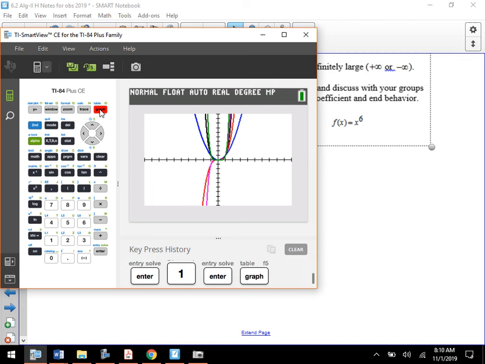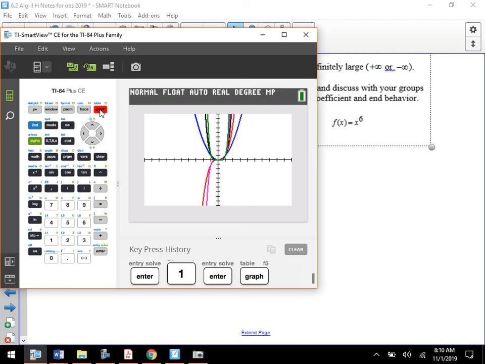what did you notice between the ones that had, yes, ma'am? It has different tails. So what I mean by tails, the tails of these polynomials are what's happening at the very ends. What's happening when x is really, really small? What's happening when x is really, really big?